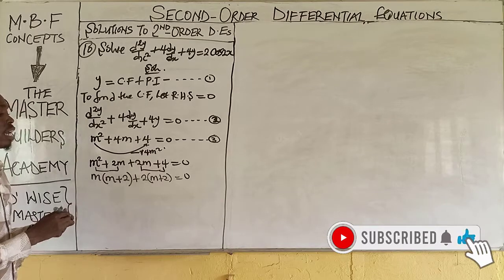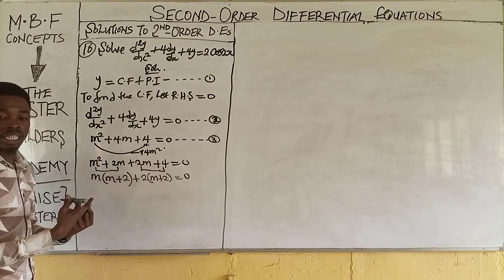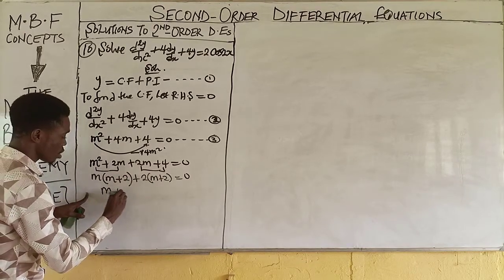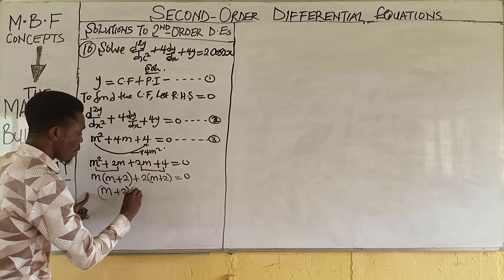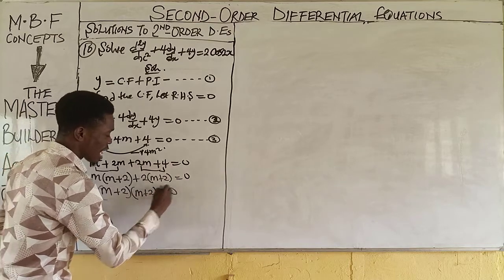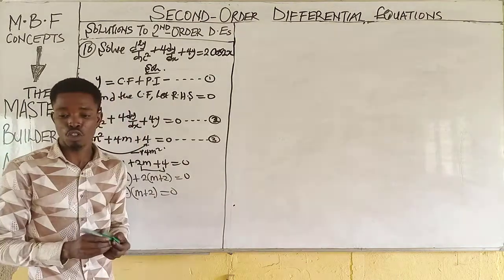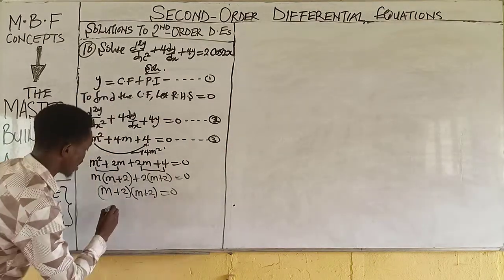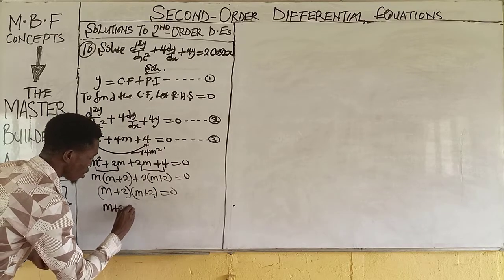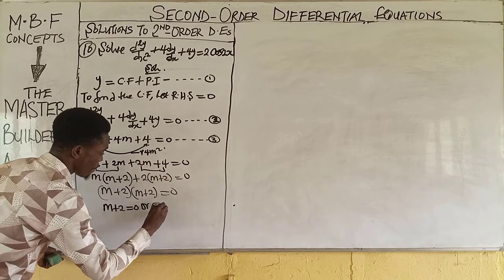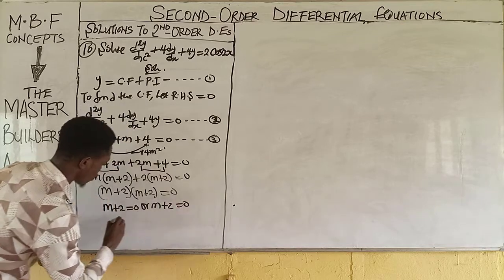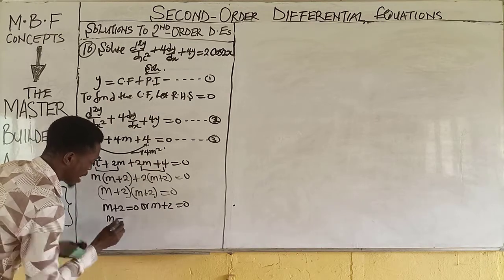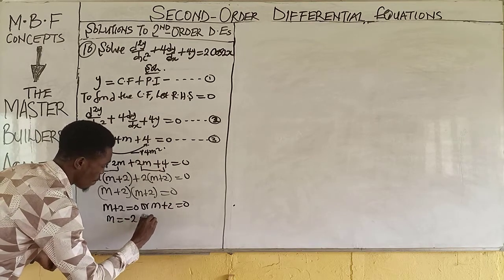At this point, all we need to do is to collate these brackets. We put down the multiplication factors to form one bracket, and pick one of the equal brackets. As we understand, for the product of two factors to be 0, one of the factors must be 0. Then we have m plus 2 is equal to 0, or m plus 2 is equal to 0. From here, when we collect like terms, we have m is equal to minus 2 or minus 2.